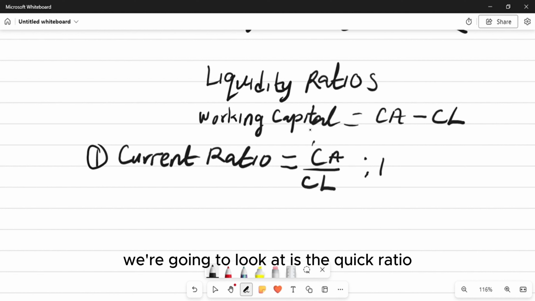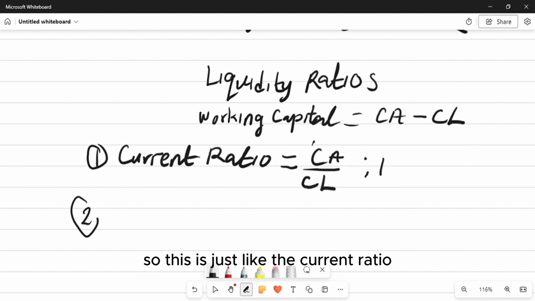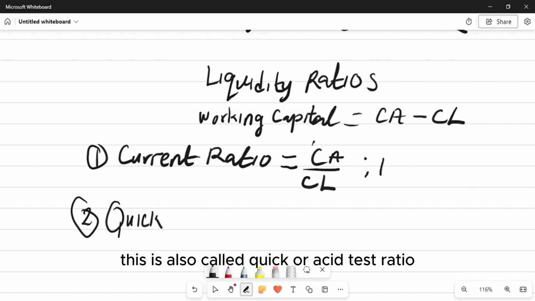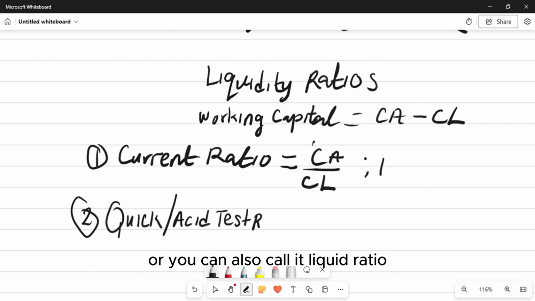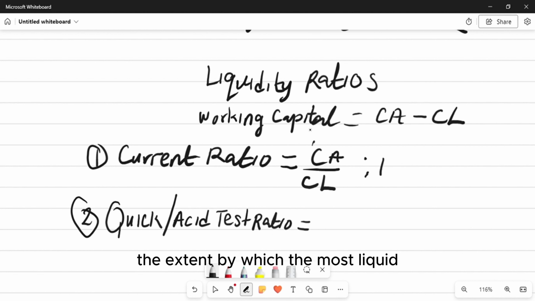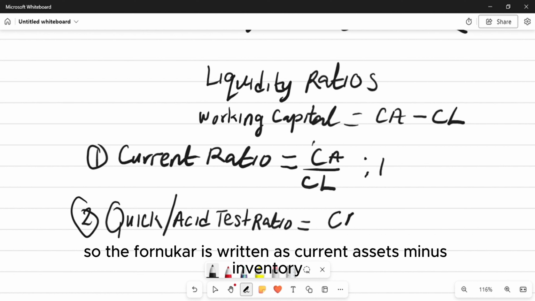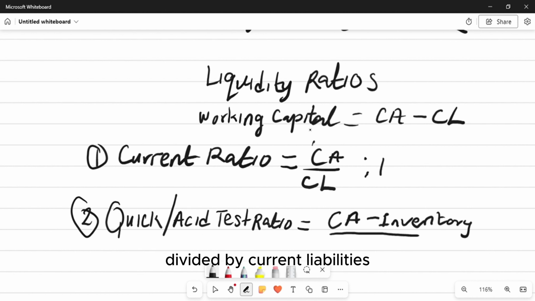So the next formula we're going to look at is the quick ratio. This is just like the current ratio but with a little twist. Another name for this formula is the acid test ratio, or you can also call it the liquid ratio. This ratio calculates the extent to which the most liquid current assets can cover current liabilities. In calculating this ratio, we subtract inventory from our current assets. So this formula is written as current assets minus inventory, divided by current liabilities.